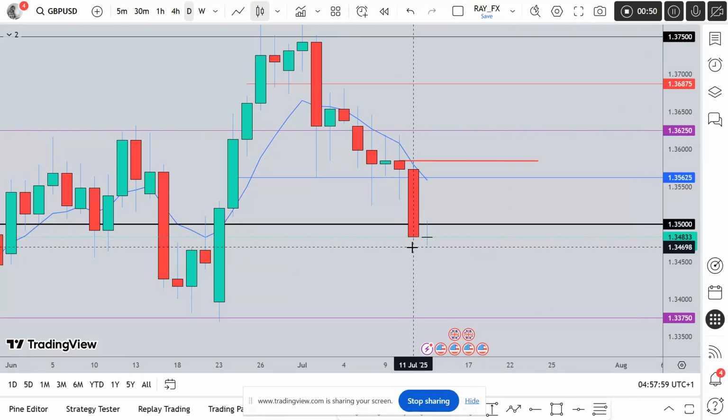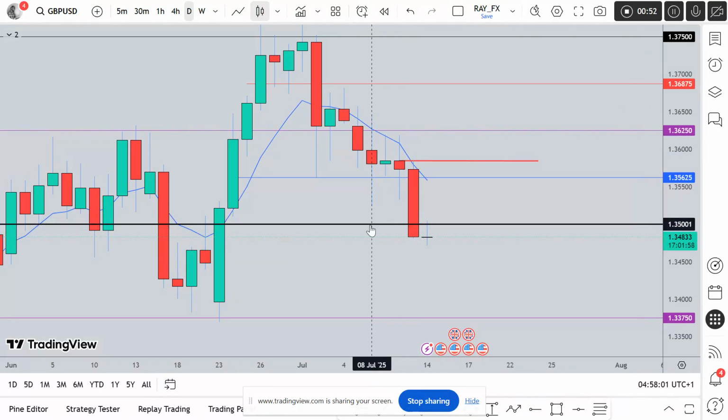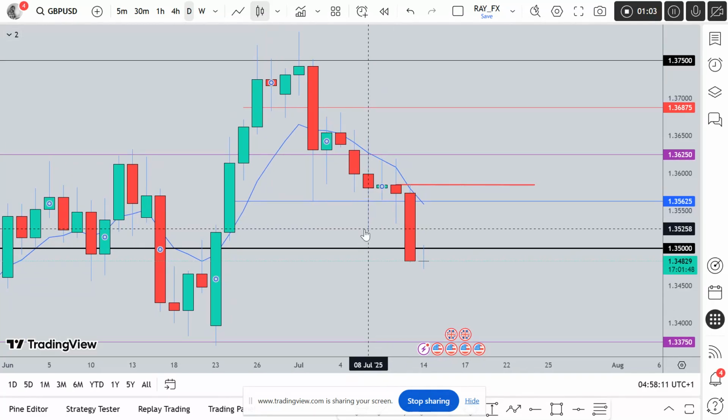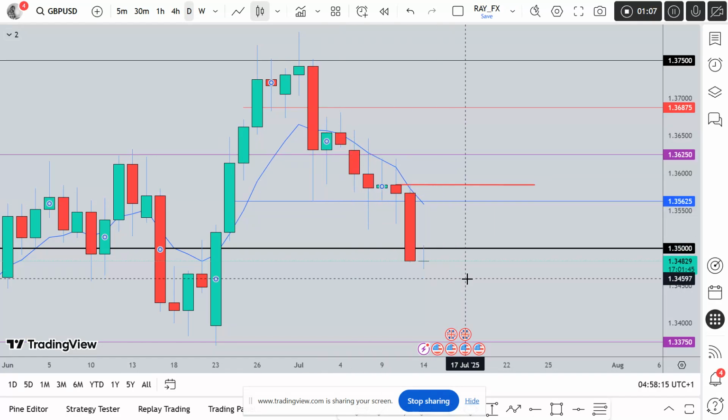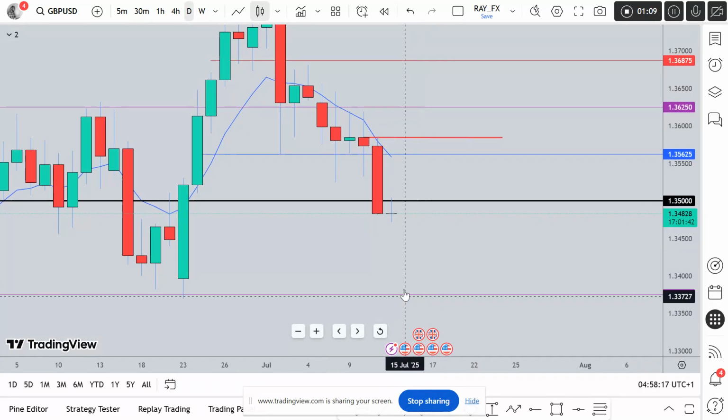I didn't know it was going to trade below it, but I took my profit at 1.35 because I wanted to see how price reacts to this region before continuing the initial direction. So we've seen that more or less we're below the moving average and we're trading to the downside. So we are still very much bearish.